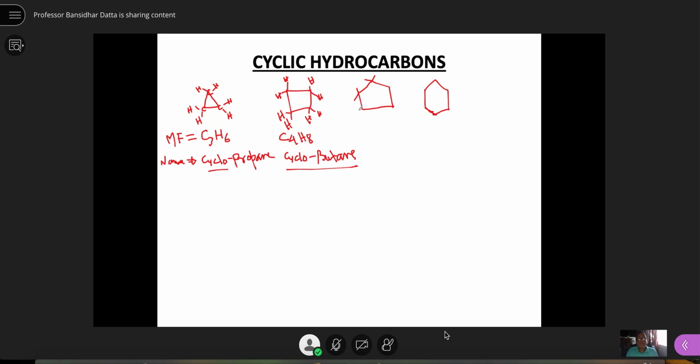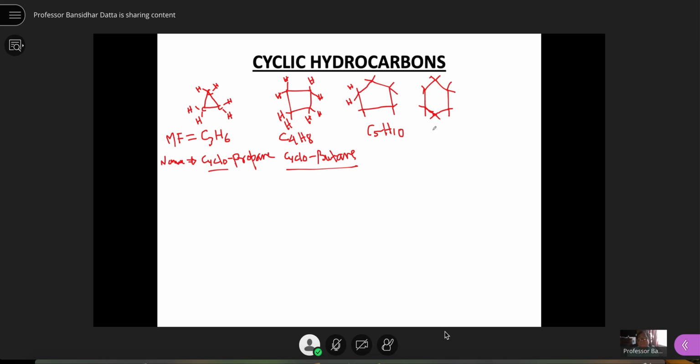Next one. These are all hydrogens. If I don't write them, they're all hydrogens. Tell me the molecular formula. You can write those hydrogens, right? C5, H10.